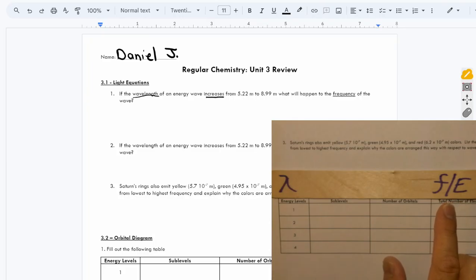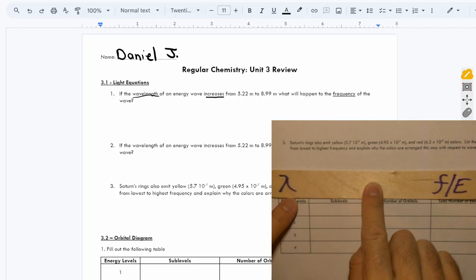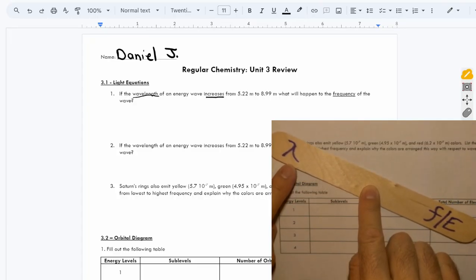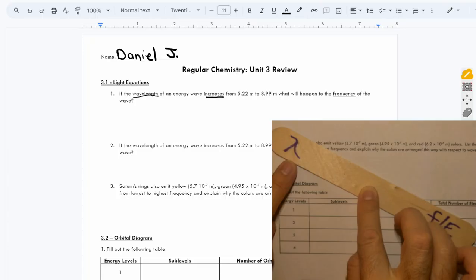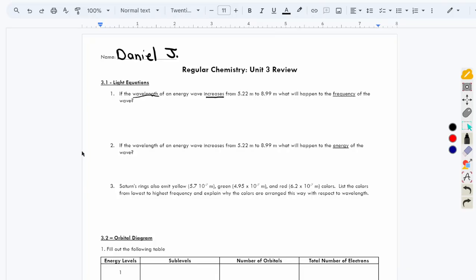So let's check. It says if the wavelength increases. So what happens when wavelength increases? Over here, I can see that my frequency decreases. So that's what I would put as my answer. Frequency decreases. Cool. I think with that, you can figure this one out on your own.